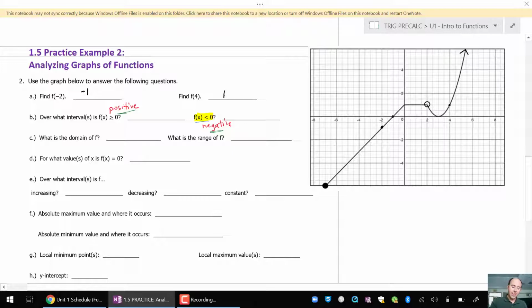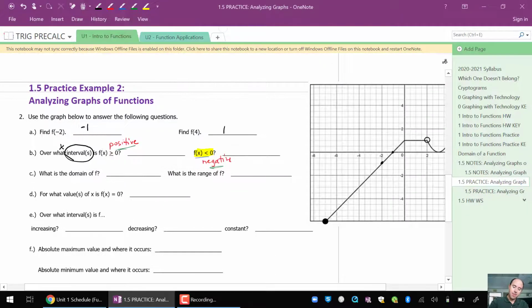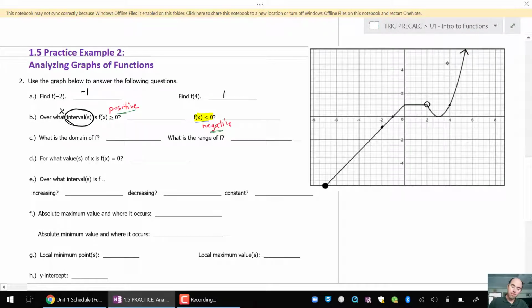Now letter B is asking for the interval where f of x is greater than or equal to 0. Interval always means that we're going to use x's. So put a little note and draw a little x next to that word interval. So one thing we can do is just kind of think of this as a big picture. Where is this going to be above 0? Well, above 0 would be above the x-axis.